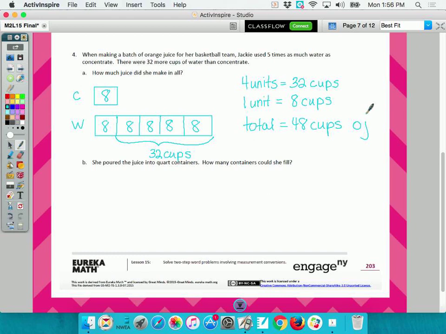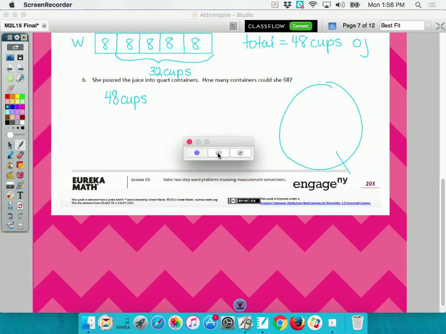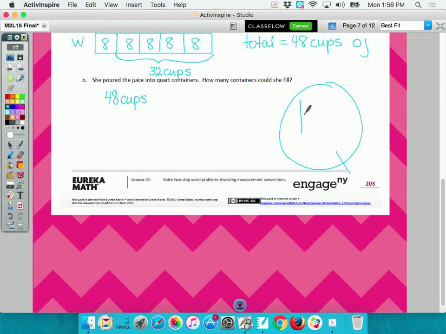Thomas is reading ahead, thinking, okay, we're going to have to talk about the queen and the princesses and all that. So it says she poured the juice into quart containers. How many containers could she fill? There's 2 cups in each. All right, so help me fill this out. We had 2 princesses, and then what? 2 cups. Okay, so 48 cups equals 48 copies of 1 cup. Write that down.